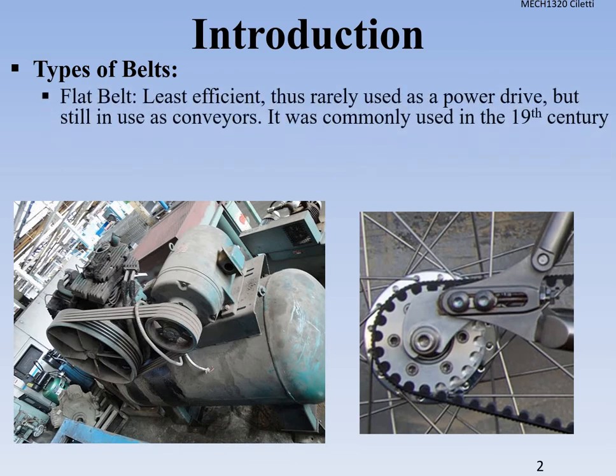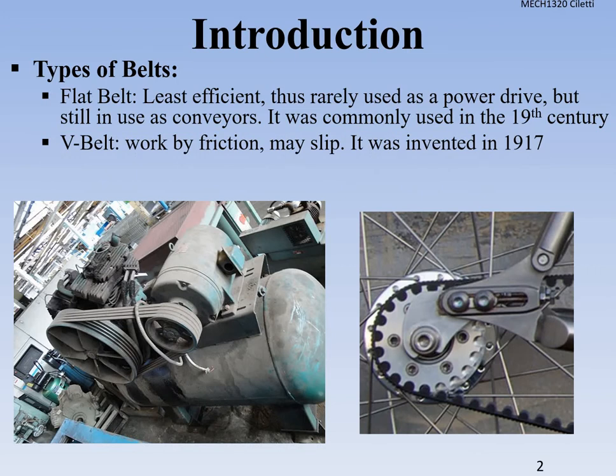One of the first belts ever made was called the flat belt. It was commonly used in the 19th century. Least effective, because of a lot of slipping, so not very efficient. We do still use them in conveyors, but literally it's a flat belt. If we look at station 4 on the 870 trainer, we have a flat belt that's sitting on there that we can take a look at.